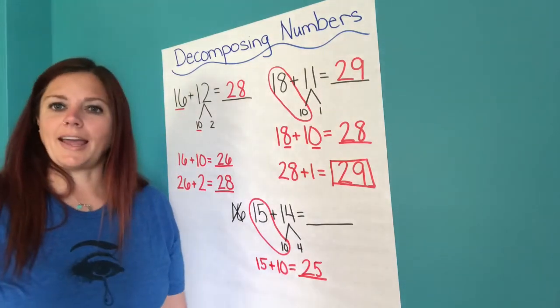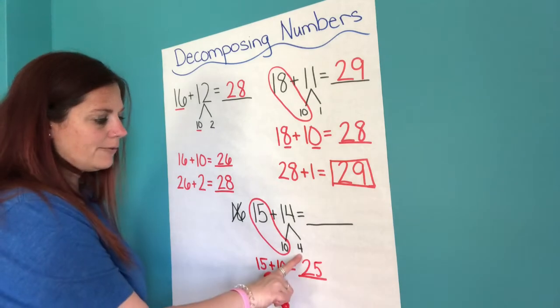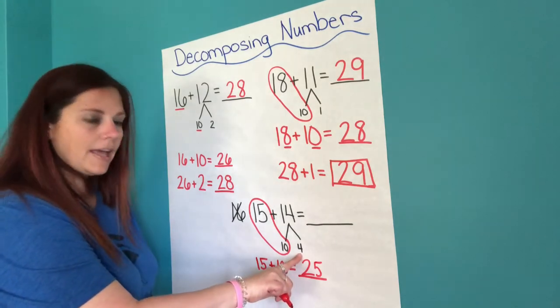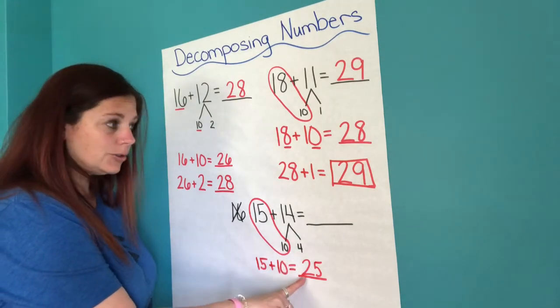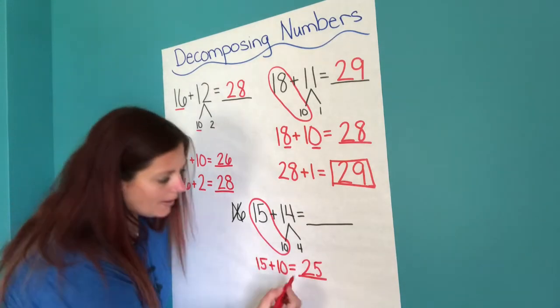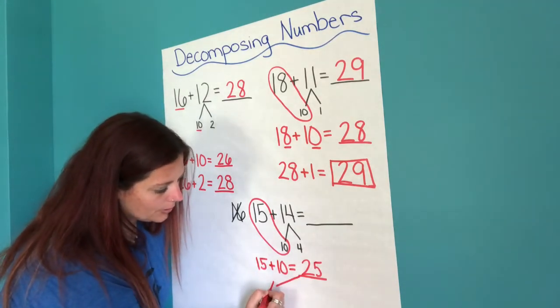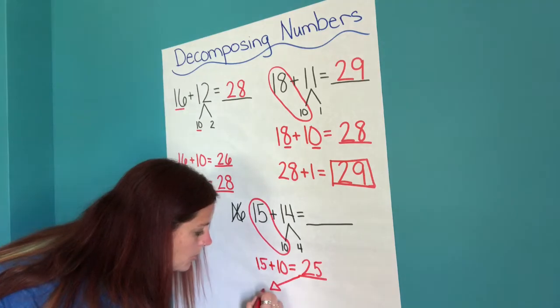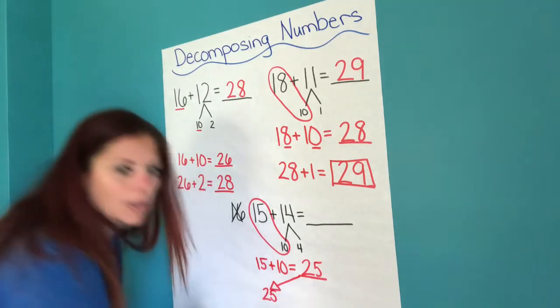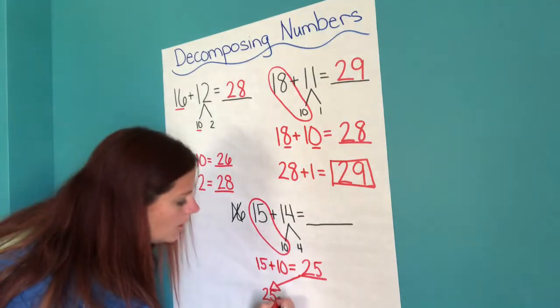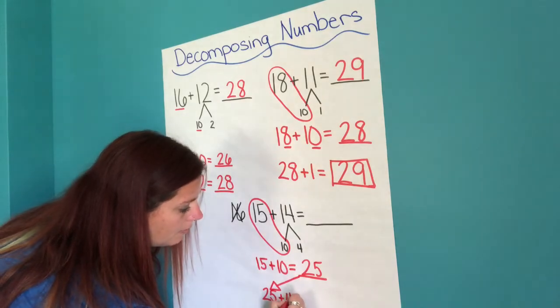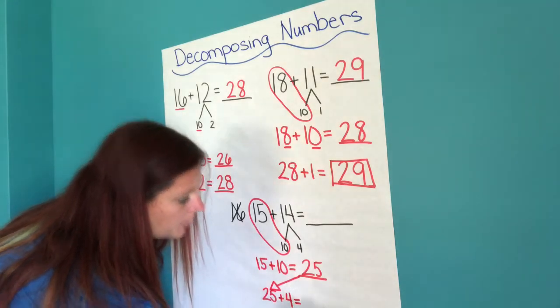Now what number haven't I added yet? I still have the 4 down here, right? So I need to add 4 to what is here? 25. So I'll just draw an arrow so you can remember. So we're going to put 25 here. 25 plus 4 equals blank.